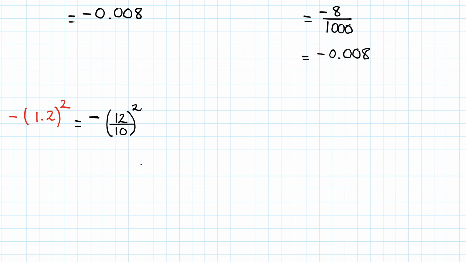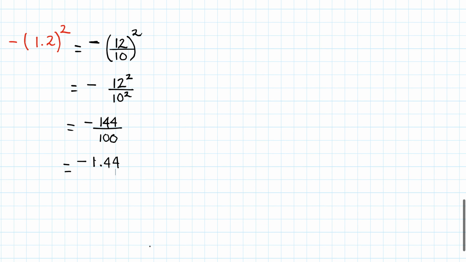I'm going to follow the method that I did here. So then I have a negative 12 squared over 10 squared, and that's equal to negative 144 over 100. That means that is negative, so I need to have 2 decimal places. So it's going to be negative 1 and 44 hundredths. And that's my final answer. Okay, girls? Wonderful. Now you can go and do your questions from your booklet.